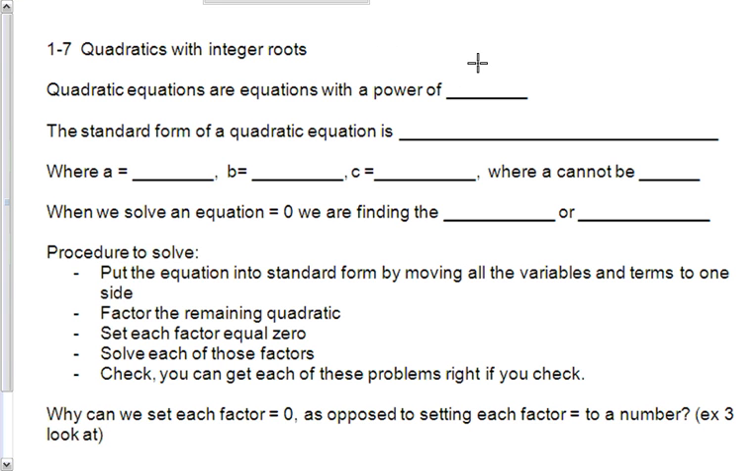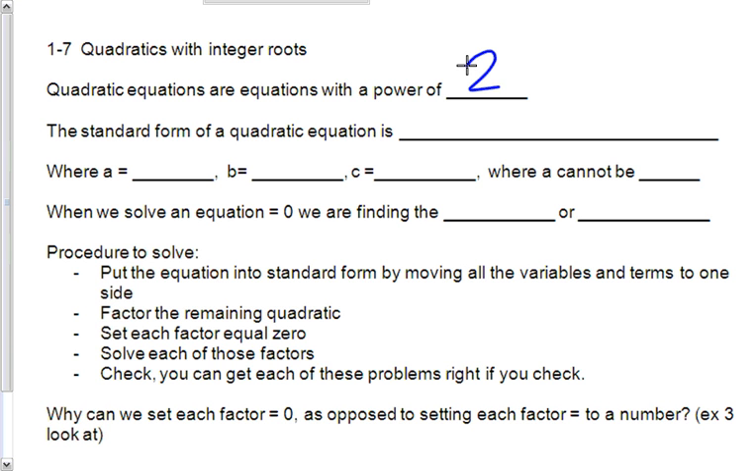Alright, with this one we're going to take a look at chapters 1-7, which is quadratic equations with integer roots. This is the first form of it. Eventually we're going to get into non-integers, rationals, and some things that might be a little more complicated, and eventually the quadratic formula. Quadratic equations are equations with a power of 2. You might think 4, but it's not, it's 2.